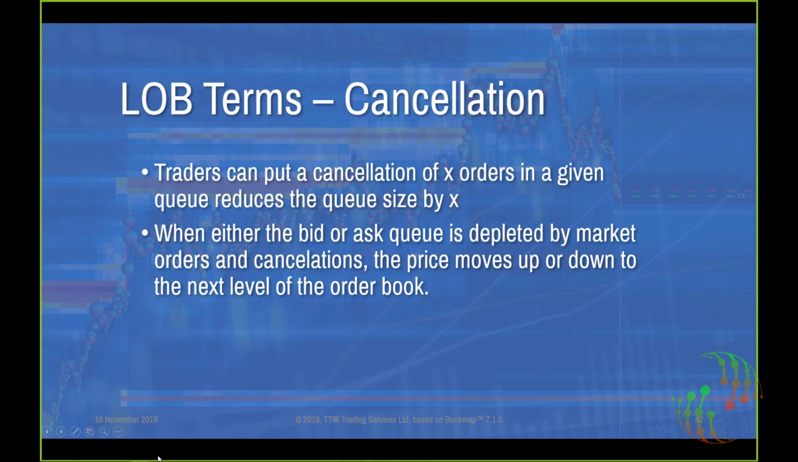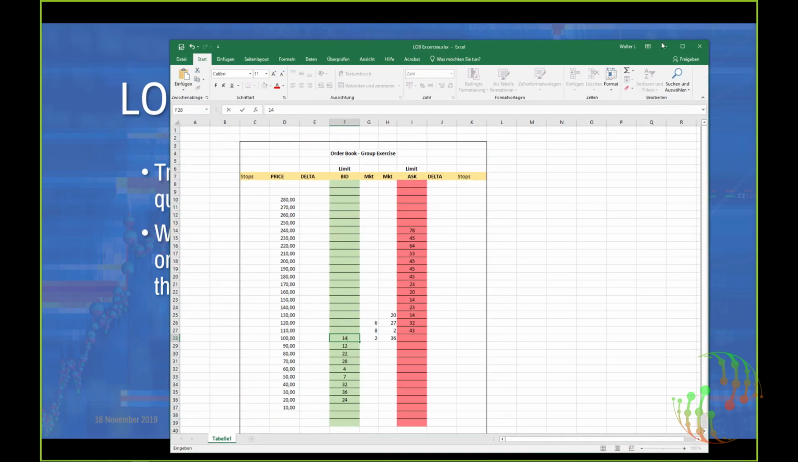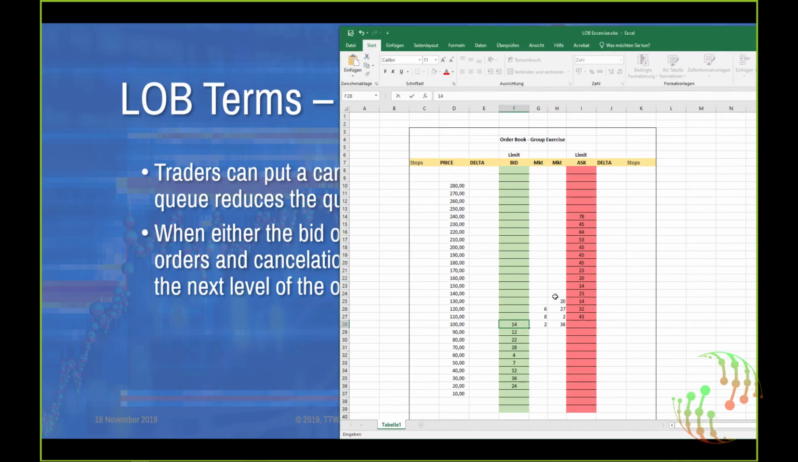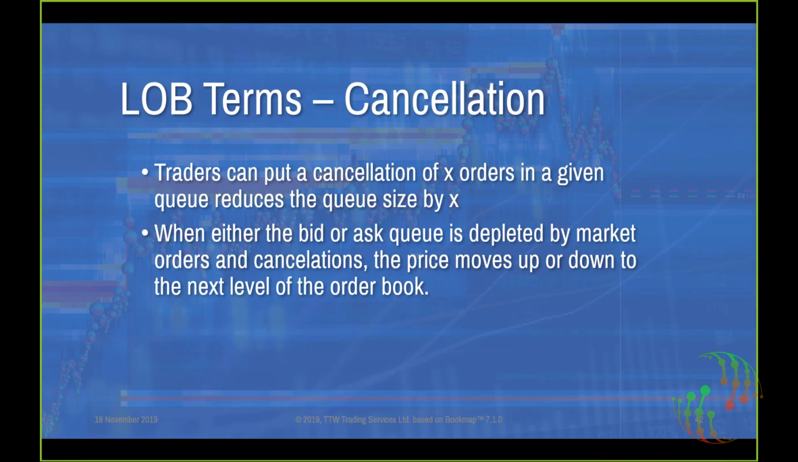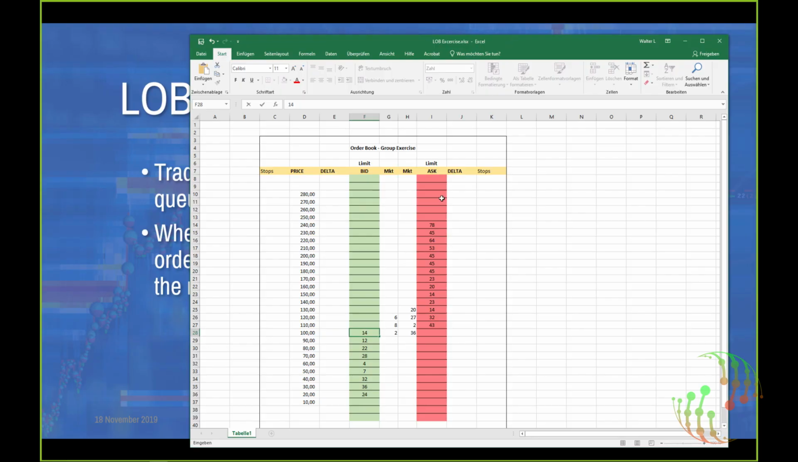Let me show you again where we are here. Now we are talking about that. When either the bid or ask queue is depleted by market orders and cancellations, the price moves up or down to the next level of the order book. So to answer your question, George, if we are talking about cancellations, then we are talking about cancellations on bid or ask. Cancellations are a part of the strategy.